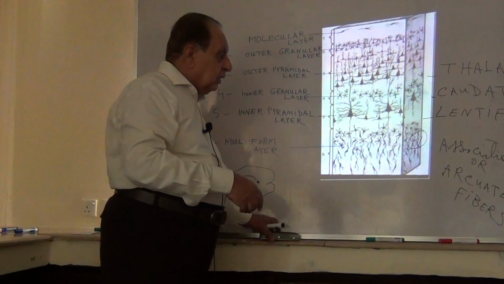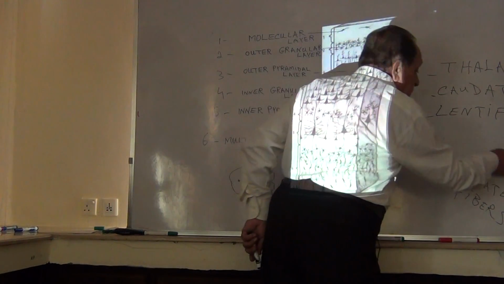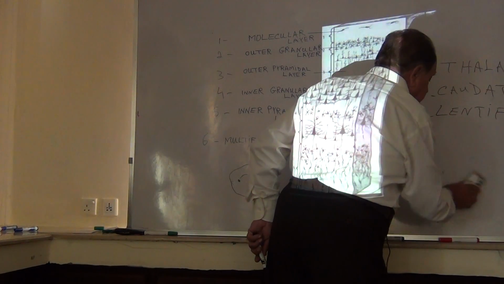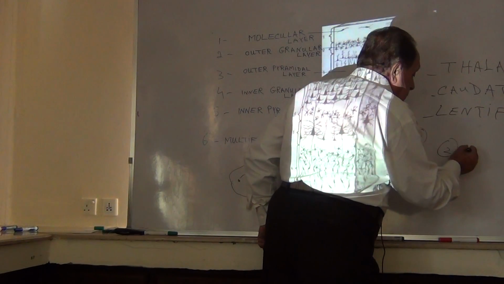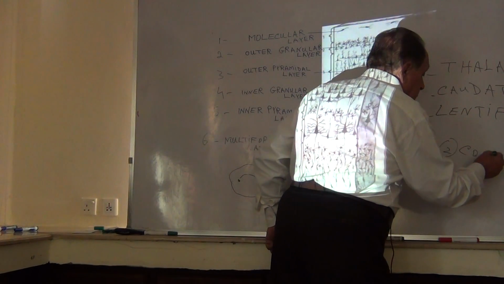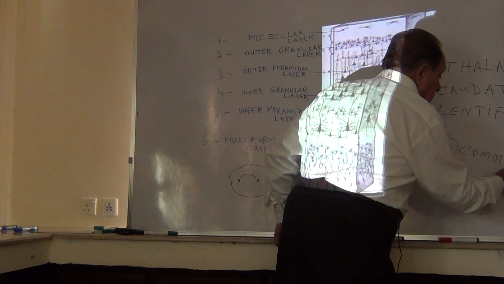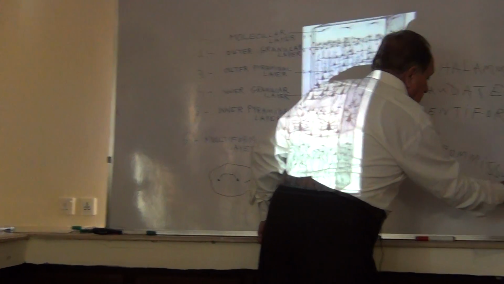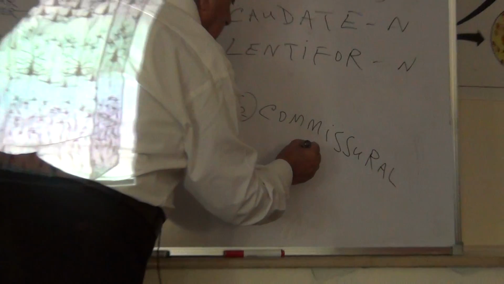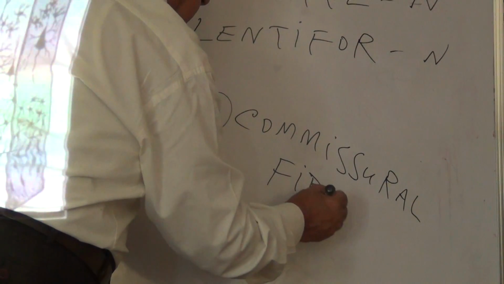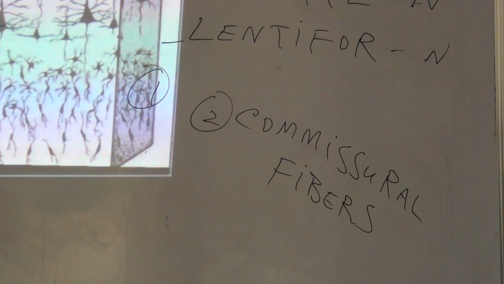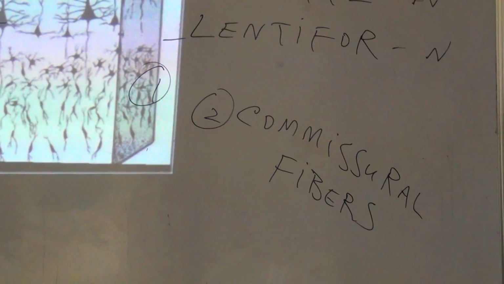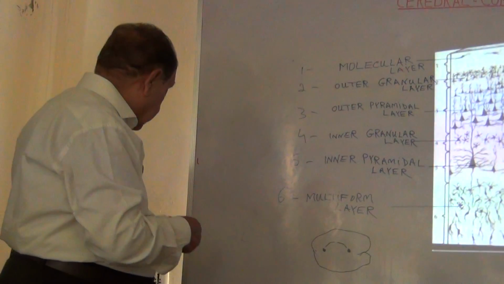Second type of fibers, they are called commissural fibers. Commissural fibers are present in the white matter.